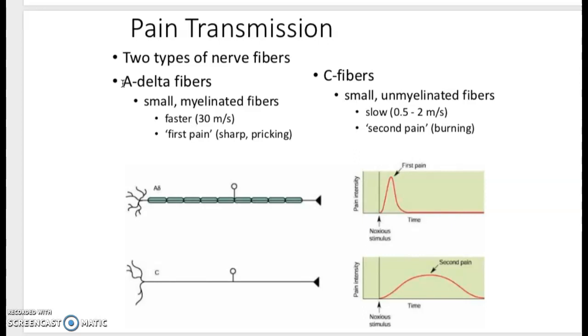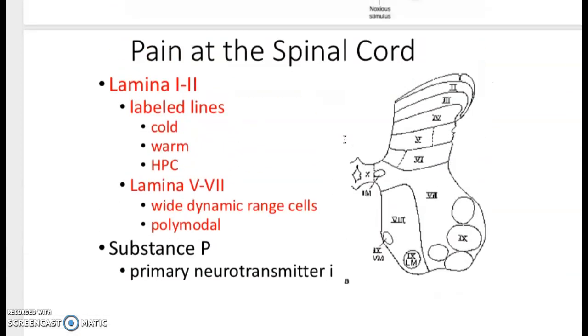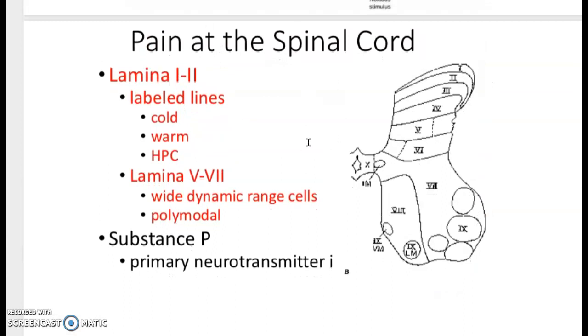You guys are familiar with A fibers and C fibers. A fibers are really fast. This is like your sharp stabbing pain. C fibers, slow. This is like your burning pain. Clinically, it's really important to know which type of pain an individual is having because certain medications are useful or not for each different type of nerve pain. Pain can be controlled through the spinal cord, and pain is signaled via the neurotransmitter substance P.